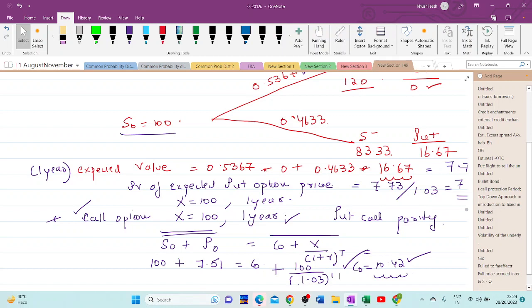And what is this risk neutral probability? It's the probability assigned to an up move or a down move in the underlying, and it's calculated in such a way that a hedged portfolio earns a risk-free rate of return, right? It's calculated in such a manner.